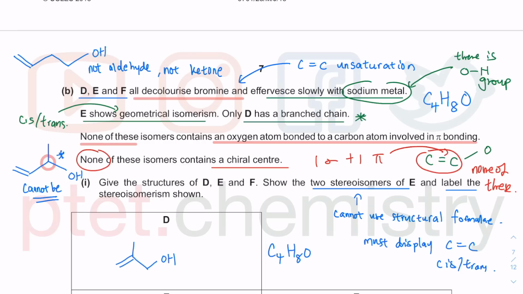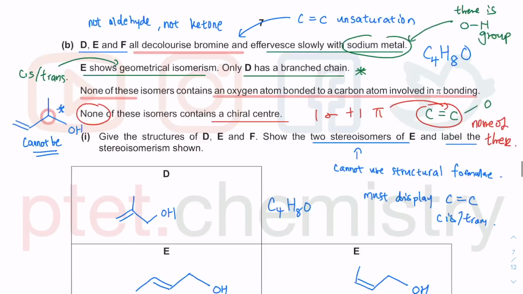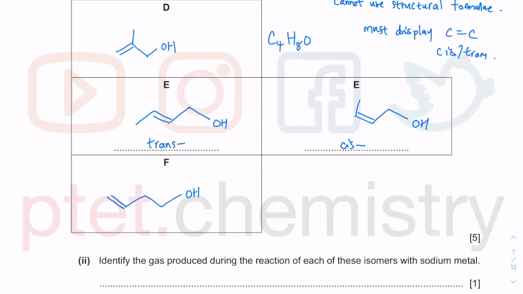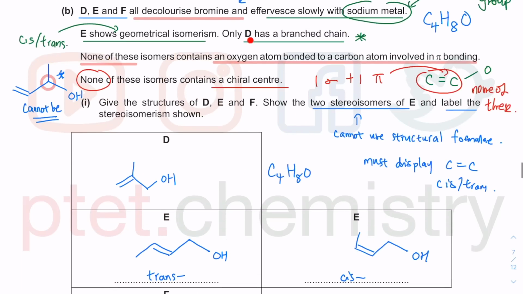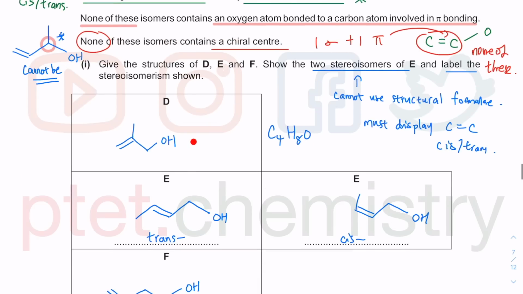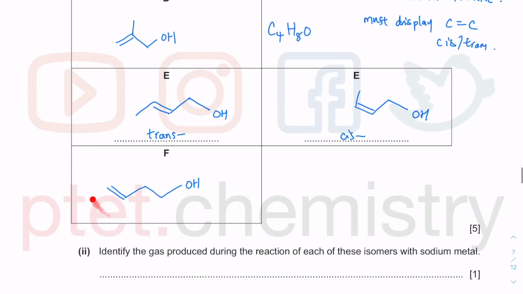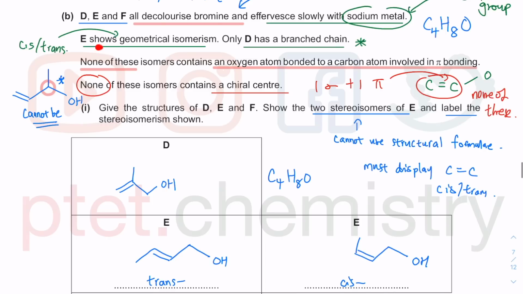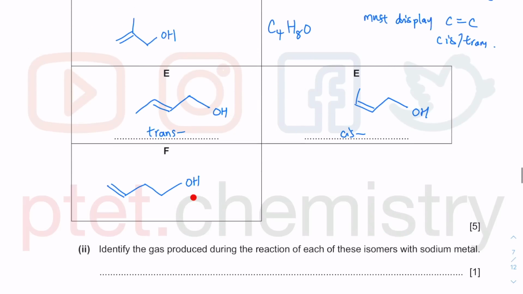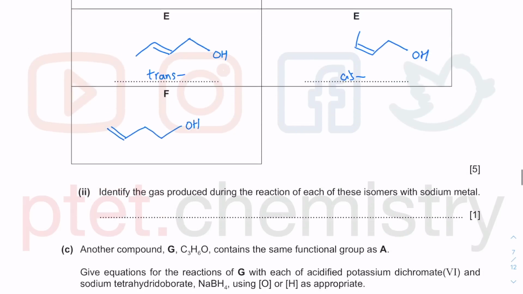I think F is possibly the straight chain. I think F is possibly this one because there is no chiral carbon. There is no branching here because they say only D has a branch chain. There is no geometric isomer because only E shows geometric isomers, and none of them contain a chiral center, so it cannot be this, it must be this. Okay, hopefully that makes sense to you.